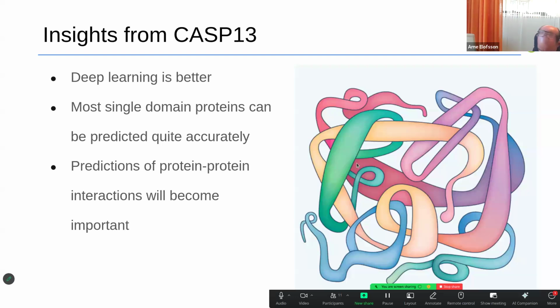So we and others sat down after CASP 13 to think about what is next. Actually, for us, it was clear that these deep learning methods are better than anything else, if you do it correctly. It was clear that most single domain proteins can be predicted quite accurately. So if you have a simple protein that has one domain, in most cases you can get a good model of it. And it's also clear that the next big challenge is not going to be single proteins, it's going to be protein-protein interactions. They are clearly important. So we set out to work on that.